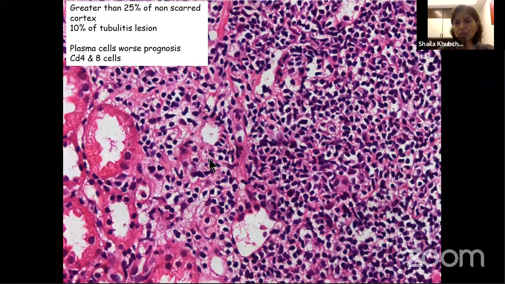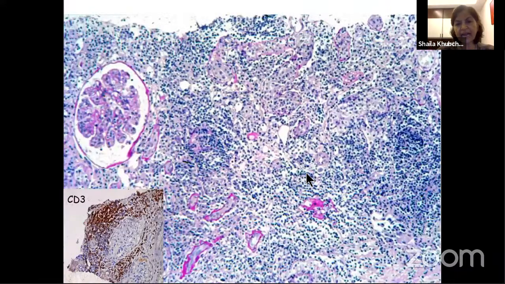The higher power view will just show you that you can see a tubule here, and in the rest of the photograph, you can see that there are only small little cells, which are lymphocytes, which we all know about from our histology days in second MBBS. In addition to that, you can see that now we have other modalities to help us to decide which type of lymphocytes these are. And if we stain them, you will see that they take a strong CD3 stain, suggesting that they are T lymphocytes.